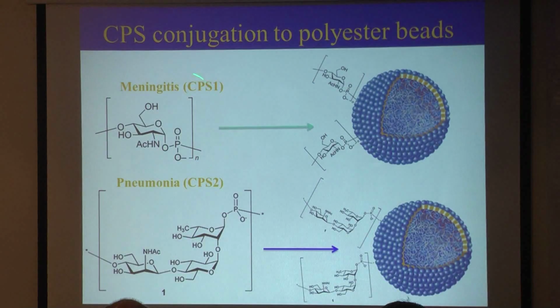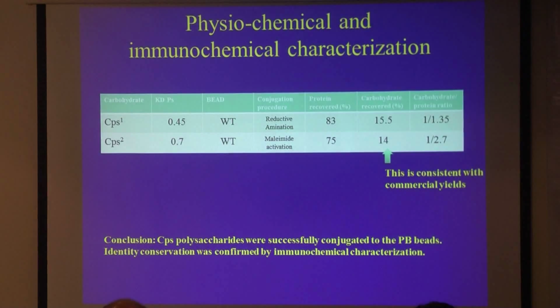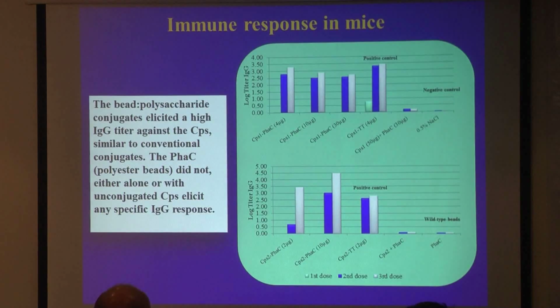Next example is by just adding capsular polysaccharides to those beads and see if there's any synergy. And we looked into meningitis and pneumonia, did the standard cross-linking as has been FDA approved for the commercial offerings, and just monitored the cross-linking efficiency, and the recovery is very similar to the commercial yields obtained. So the conclusion was here that we can actually successfully conjugate those polysaccharides to the beads, and then also could confirm the identity of the capsular polysaccharides as being displayed on the bead surface.